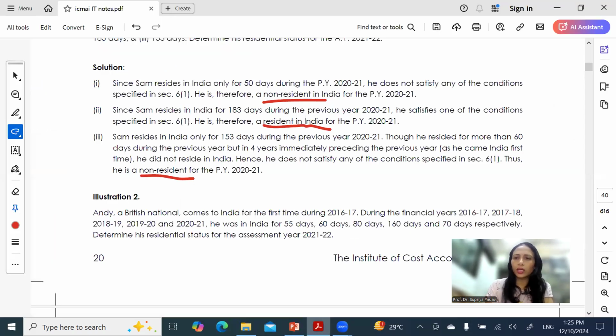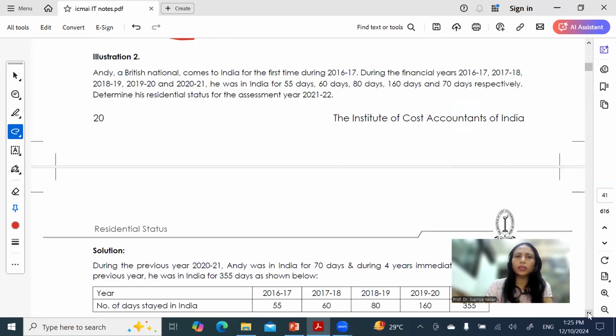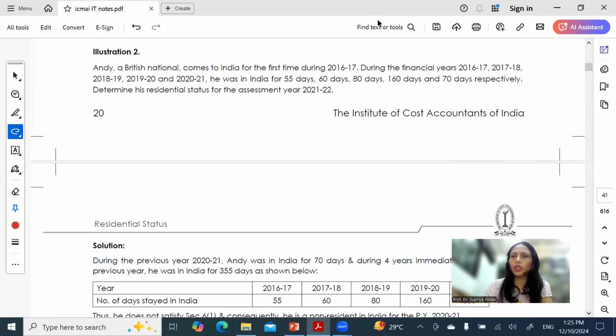So let's take another example of this, so you will get clarification on how the residential status of any person may be decided. The second illustration: Andy, a British national, came to India for the first time during 2016-17. During the financial years 16-17, 17-18, 18-19, 19-20, 20-21, he was in India for 55 days, 60 days, 80 days, 160 days, and 70 days respectively. Determine his residential status for assessment year 21-22.